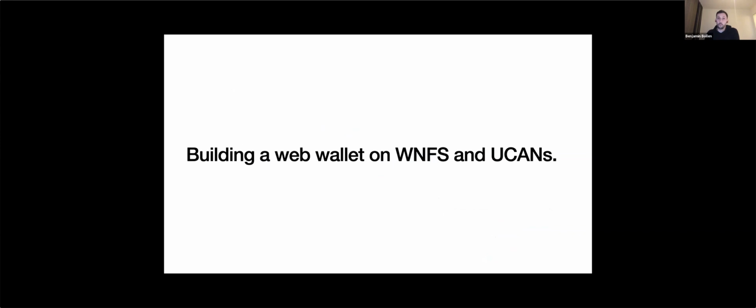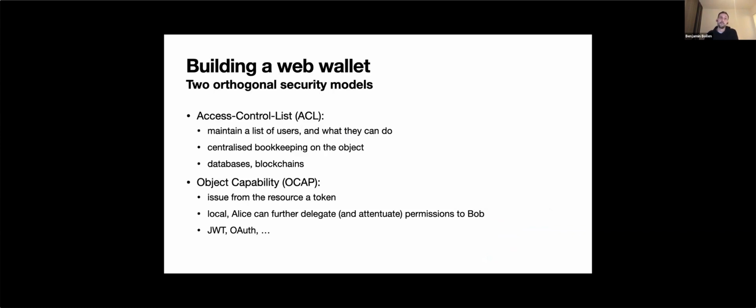So if we want to build a web wallet on WinFS and UCAN, I think there are two important security models that exist in computer systems. How do you manage permissions securely on a computer system? A dominant one that we definitely know is an access control list. We know this because it's the default model for databases and blockchains, where as an object, you maintain a list of all the users and what permissions they have. So you're centrally keeping a list of permissions.